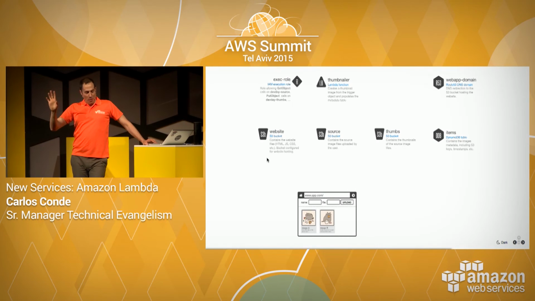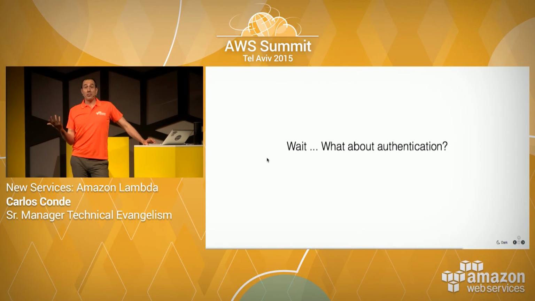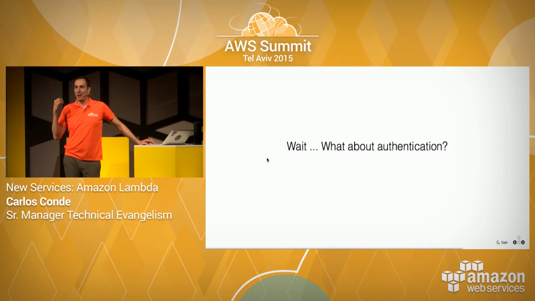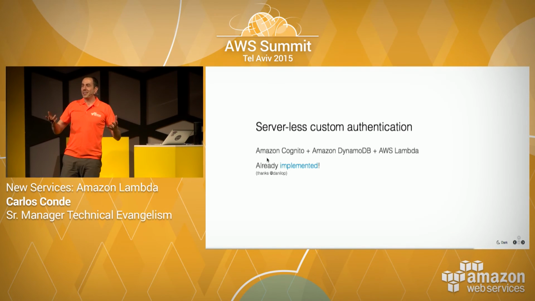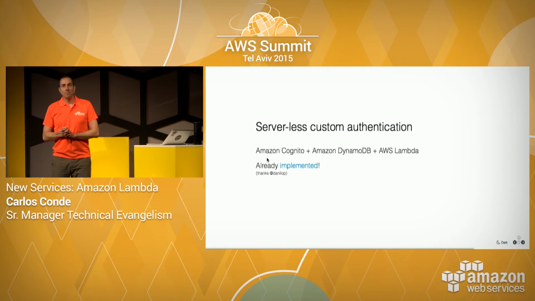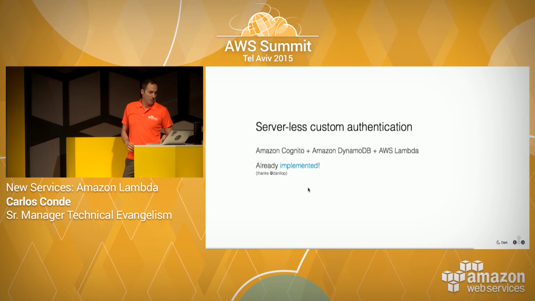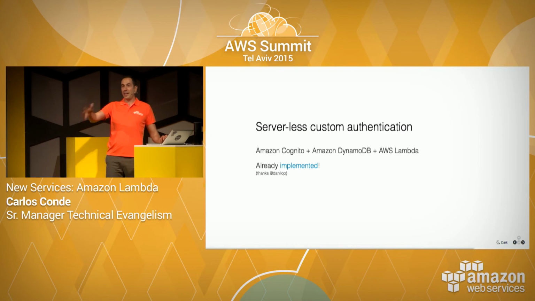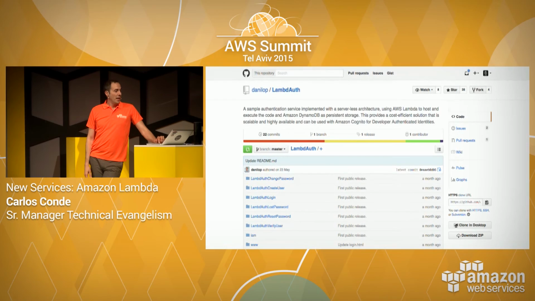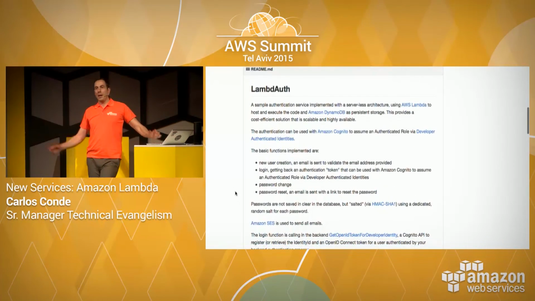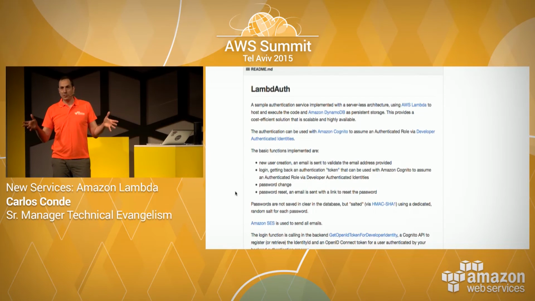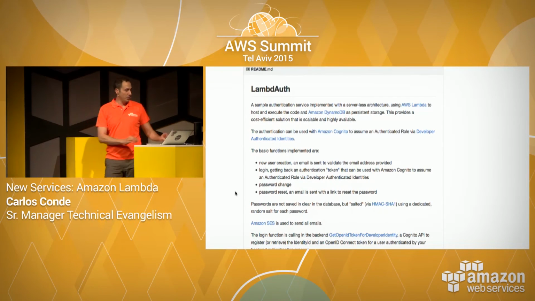But just one thing that I didn't mention is, what about the authentication? Because you can't do API calls on DynamoDB without being authenticated. So you could also do a completely serverless authentication mechanism. And I'm running a little bit out of time, but this is already implemented by Danilo. So Danilo is going to come later today. He's going to do a couple of demos here. He has a project called Lambda Auth on GitHub, and it's an authentication mechanism that is completely based on Lambda and DynamoDB.